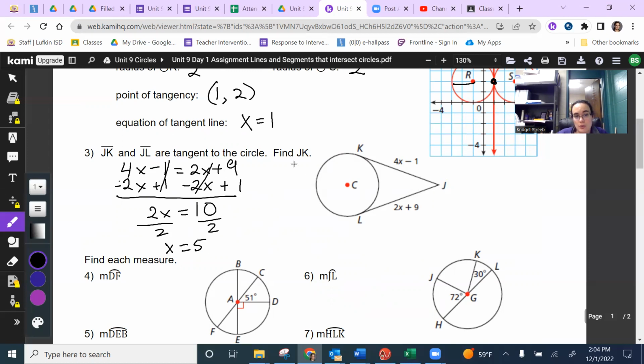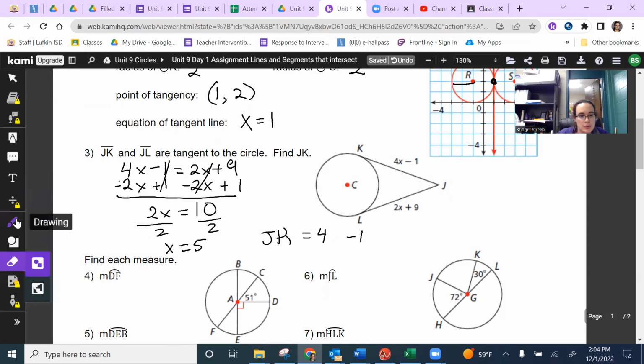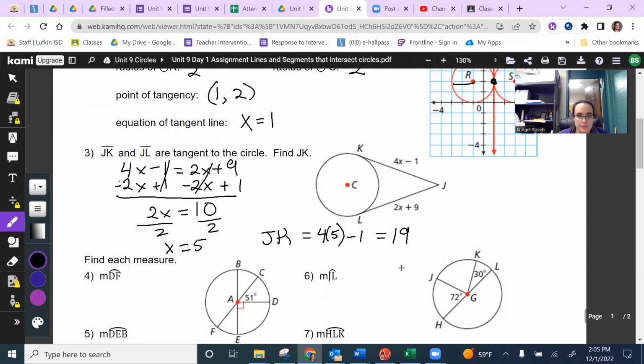We're not finished though because it asked us for JK. And JK is 4x minus 1. So we need to substitute that 5 in for x. For x's, we put that 5. And we have that JK equals 19.